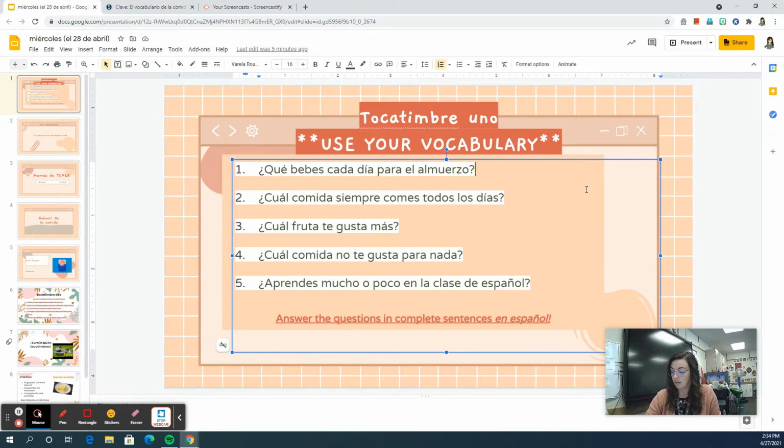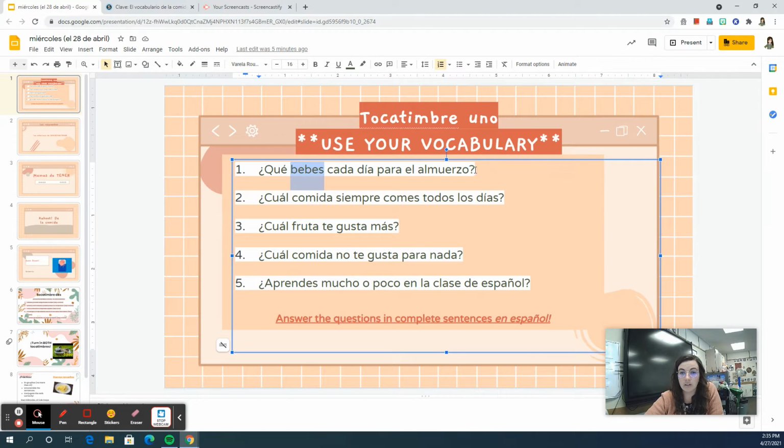Now, in Spanish 1, I don't expect you guys to be Spanish superstars yet because we're practicing. So if the only thing that you can remember in the vocab is leche, but you don't actually drink milk every day, I don't need it to be accurate or truthful. I just need it to be correct in Spanish. So the first sentence or question is ¿Qué bebes cada día para el almuerzo?